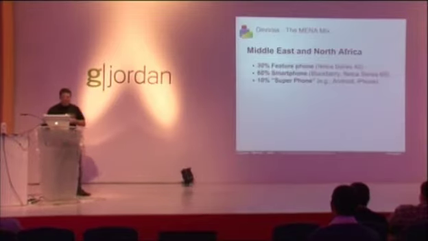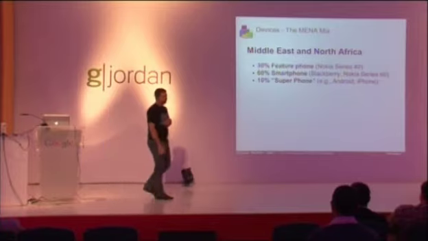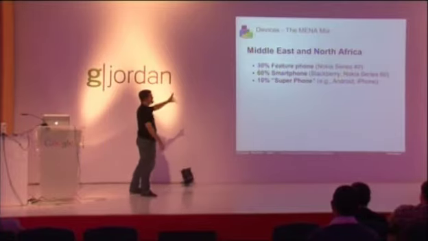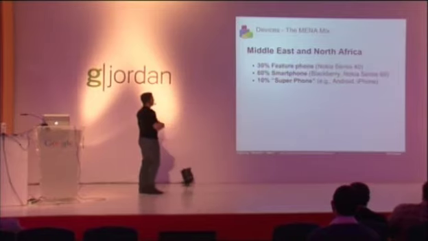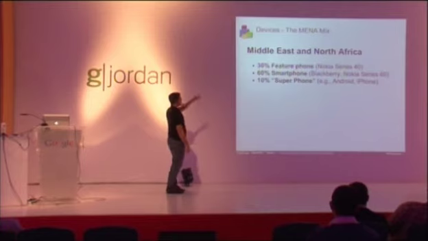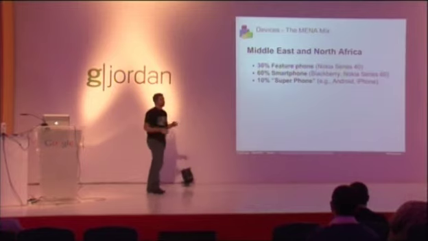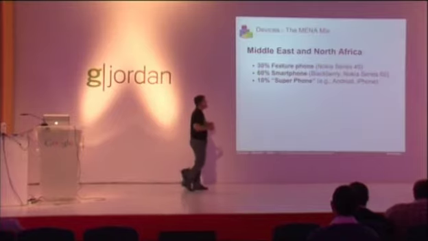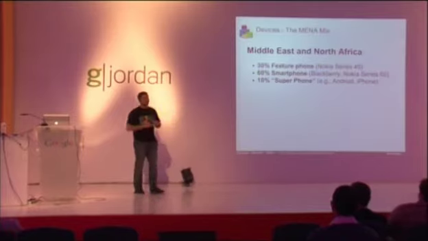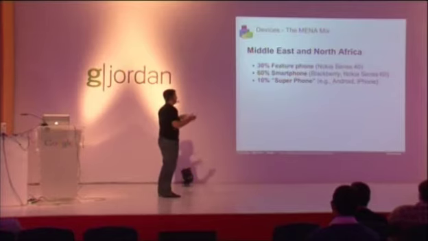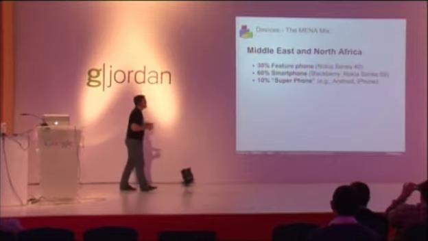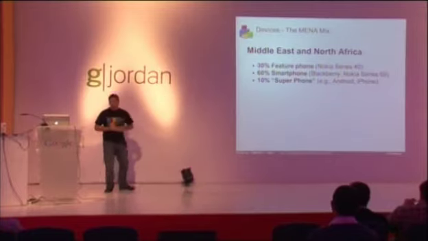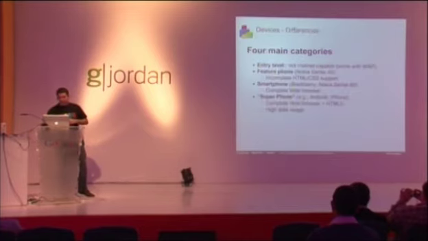So that's our metrics from basically our search front end. The spread in connections we see. So not from Jordan in particular, but I can show you metrics for Middle East and North Africa in general. So we see 30% coming from feature phones, Nokia Series 40. So that's still a big amount. And the most connections come from smartphones, BlackBerry, and especially Nokia Series 60 are very, very popular here in MENA. And we still see 10% of superphones, which is pretty good. And it's growing really fast. So you can expect a lot more usage of this type of phone.